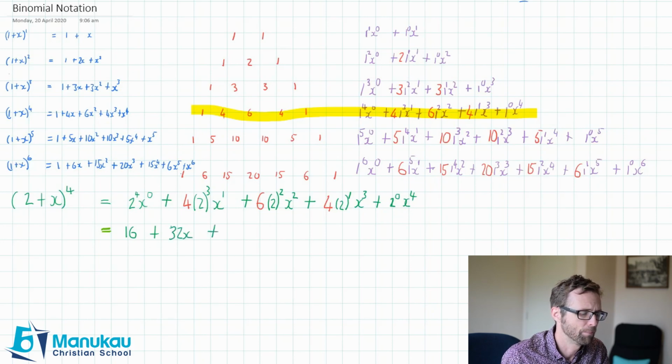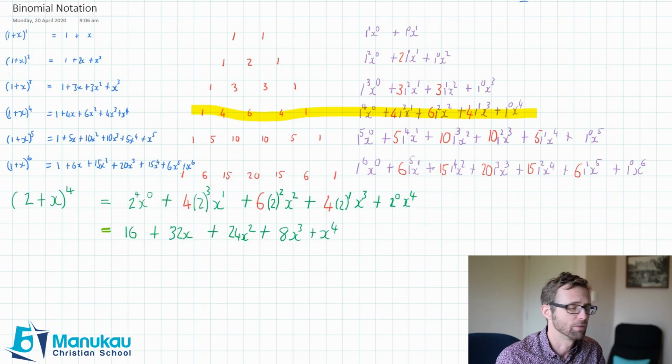And our next one, we've got 6 times 2 times 2, that's 6 times 4, which is 24. So this will be 24x squared. Our next one will be 4 times 2, which is 8, and that will be x cubed. And our last term will be 2 to the power of 0, which is 1, so just x to the power of 4. And that is our expansion of 2 plus x to the power of 4.